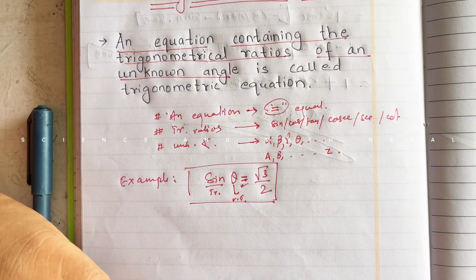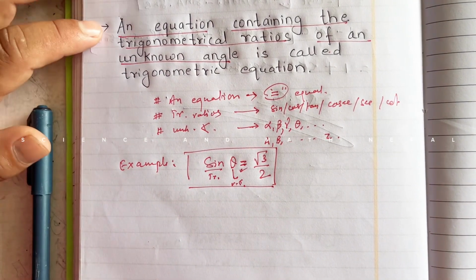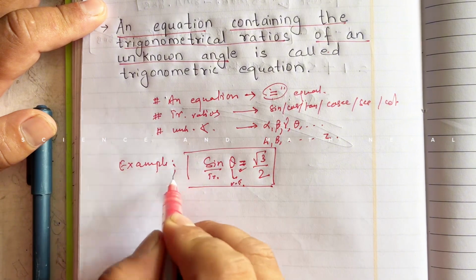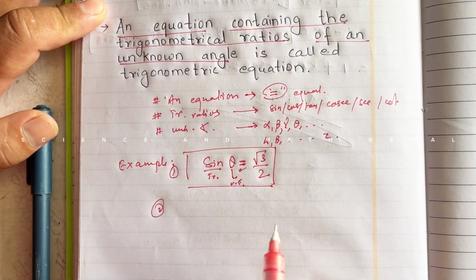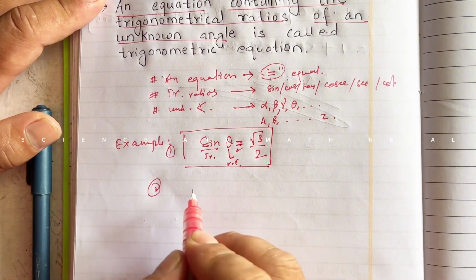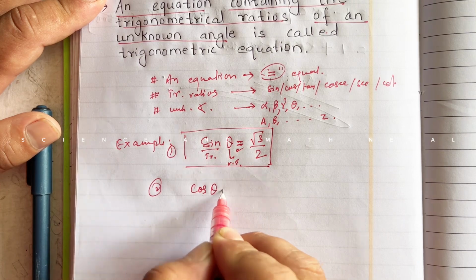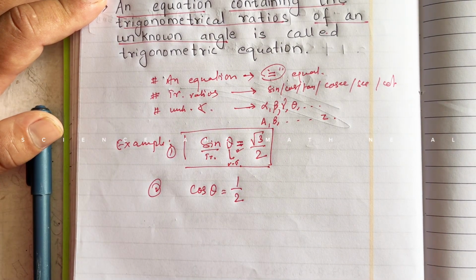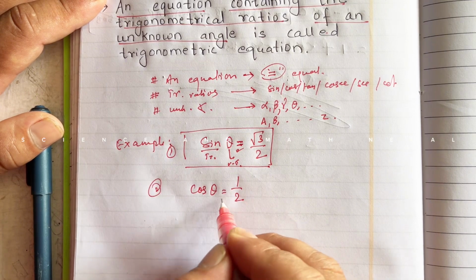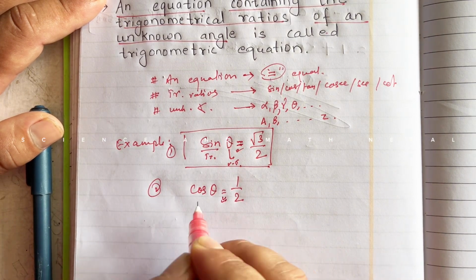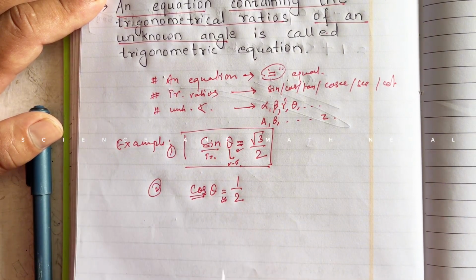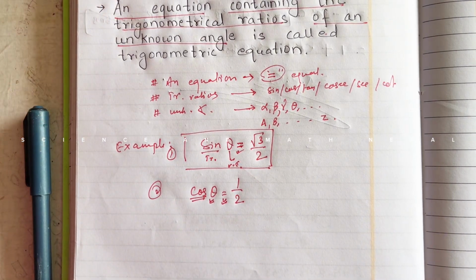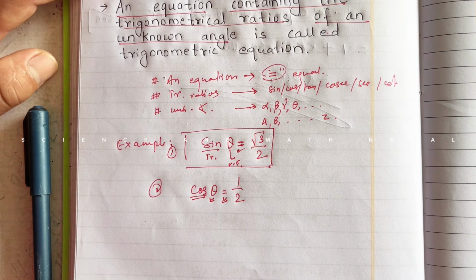Similarly, let's take another example. Example number 2: cos theta equals 1 by 2. It is also a trigonometric equation. Number 1, here we have an equal sign. Number 2, we have a trigonometric ratio, and number 3, there is an unknown angle. So it is a trigonometric equation.